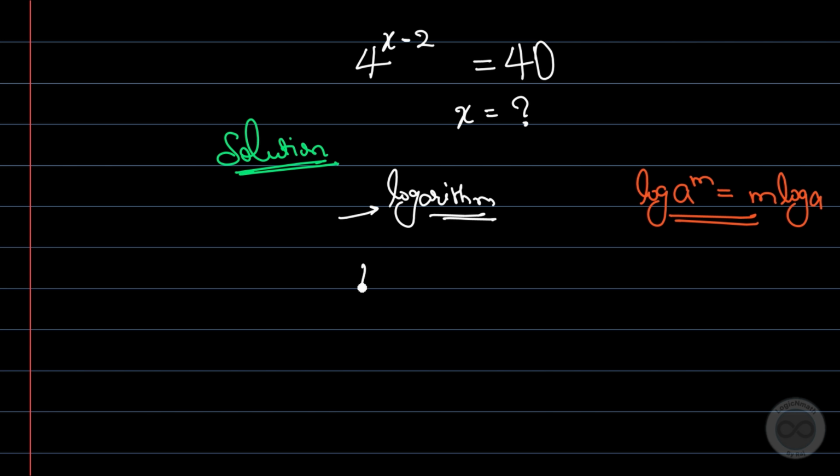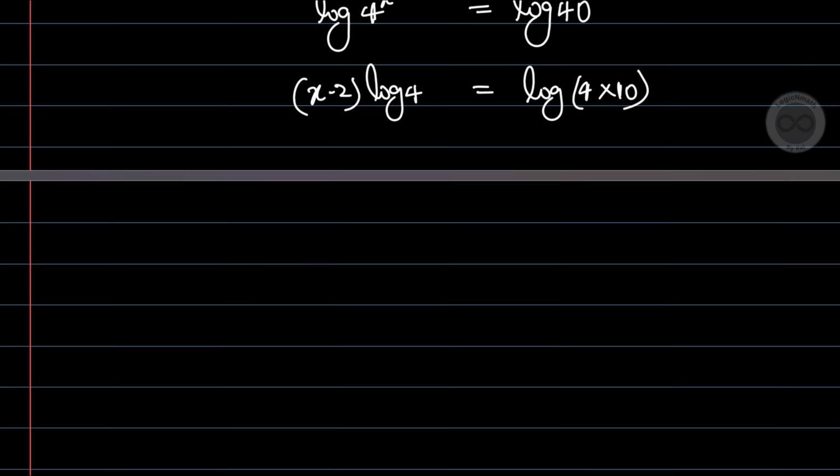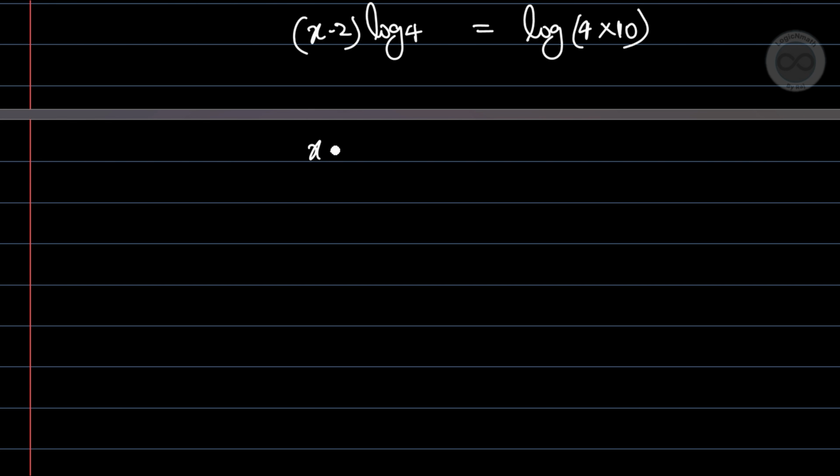So our equation is 4 raised to the power x minus 2 is equal to 40. Let's take log on both sides. So log of 4 raised to the power x minus 2 is equal to log of 40. Now our exponent comes down. So it becomes (x minus 2) log of 4 is equal to log of 40, which can be written as 4 cross 10.